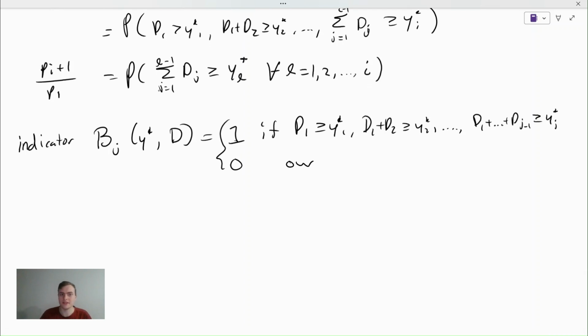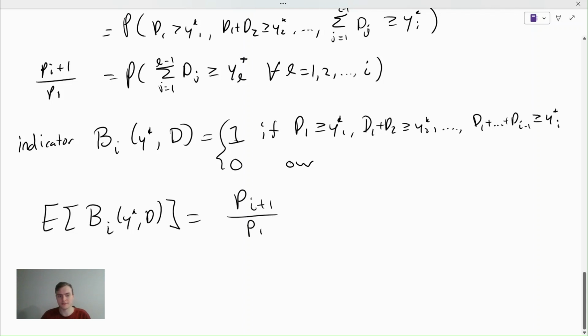And so basically we're referring to this thing. We want the expected value of this binary random variable to equal that for all the different j, right? So expected value of, why don't we just call this i instead of j, because I was using the j out there. So expected value of b i of y star comma d. We want that to be equal to p i plus 1 over p1. And so how could we achieve this approximately? We can do an iterative method.